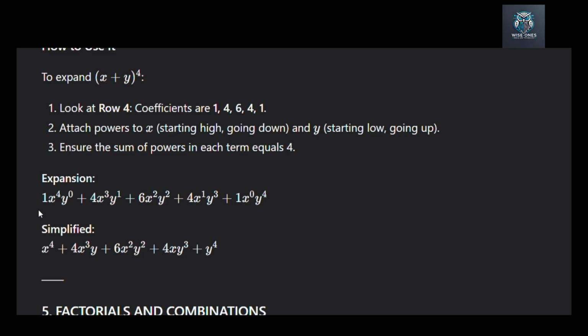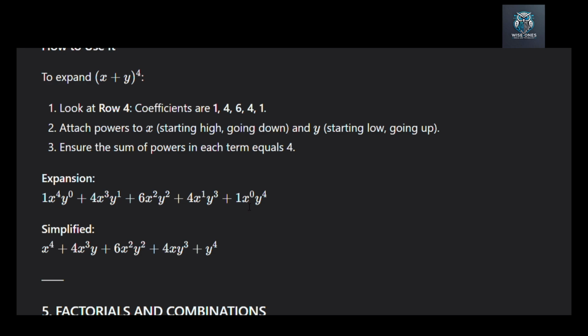So the first term is 1 times x to the power of 4 times y to the power of 0. The second term is 4 times x to the power of 3 times y to the power of 1. The third term is 6 times x to the power of 2 times y to the power of 2. The fourth term is 4 times x to the power of 1 times y to the power of 3.